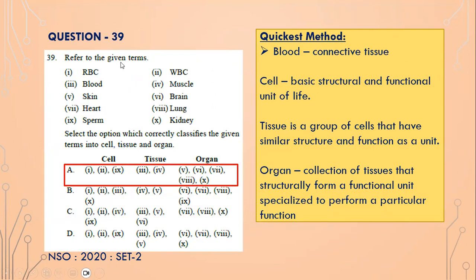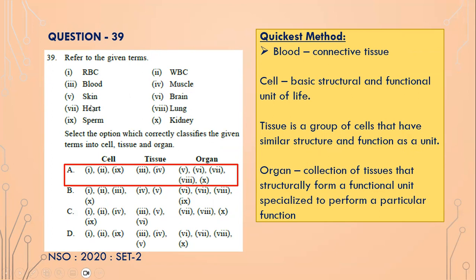Refer to the given terms. Select the option which correctly classifies the given terms into cell, tissue, organ. So which are cells? Red blood cells, white blood cells, and sperm. They are cells. 3 and 4 are tissues. Blood is a connective tissue, and muscle is a tissue as well. So what is a tissue? Tissue is a group of cells that have similar structure and function as a unit.